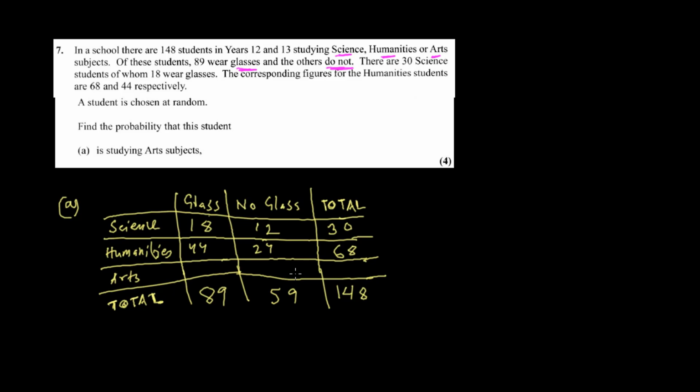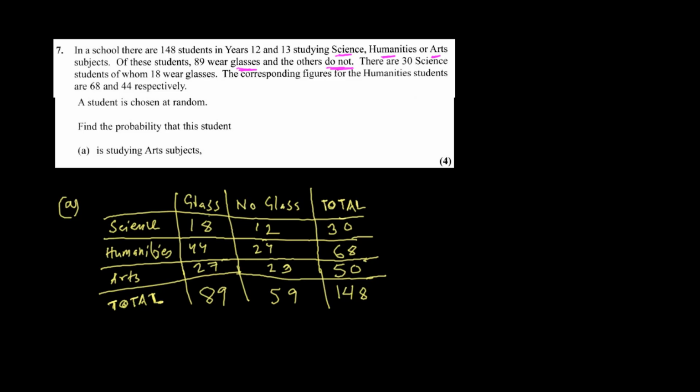Now we can calculate the arts very easily. First of all, we know altogether there are 89 students who wear glasses. Again, in the next one, we have 59, so from the 59, if you subtract these two figures, this would be 50. So there would be 50 altogether art students. So this is the table, and using this table we can easily calculate the probability.